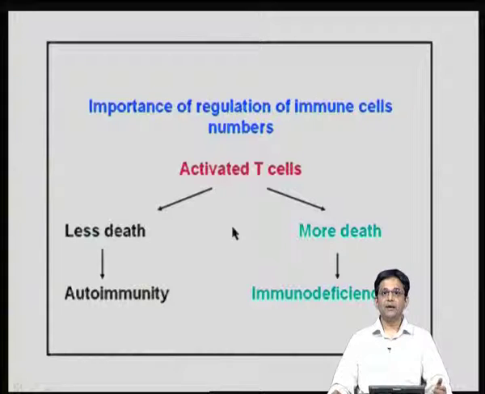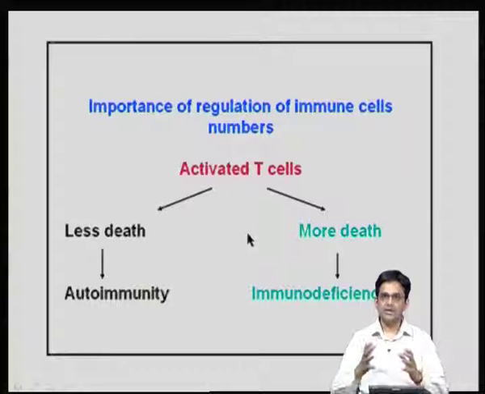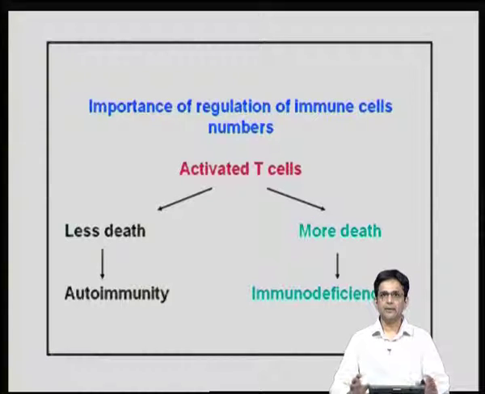On the other hand, if there is enhanced death, then it results in immunodeficiency. So the cell numbers of immune cells need to be tightly controlled, and these involve death pathways. It is important for us to understand what this is all about.